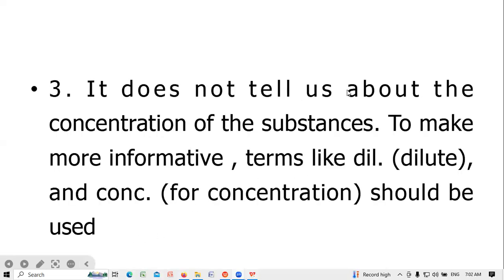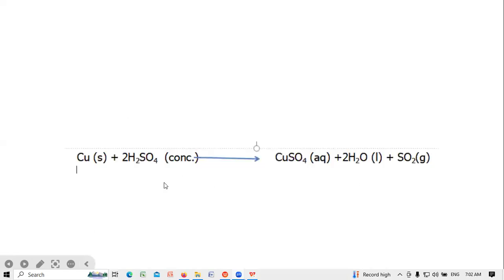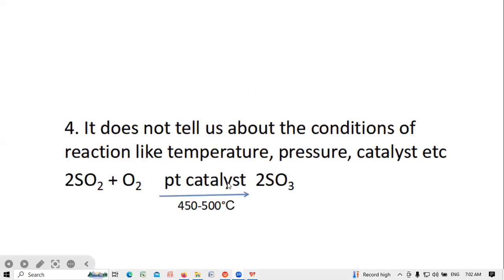It does not tell us about the concentration of the substance. To make it more informative, terms like dilute and concentrated should be used. See, this is solid, this is concentrated, this is aqueous, gas, liquid provided. It does not tell us about the conditions of the reaction like temperature, pressure, catalyst. Here, platinum is the catalyst, and the temperature is 450 to 500 degrees Celsius.